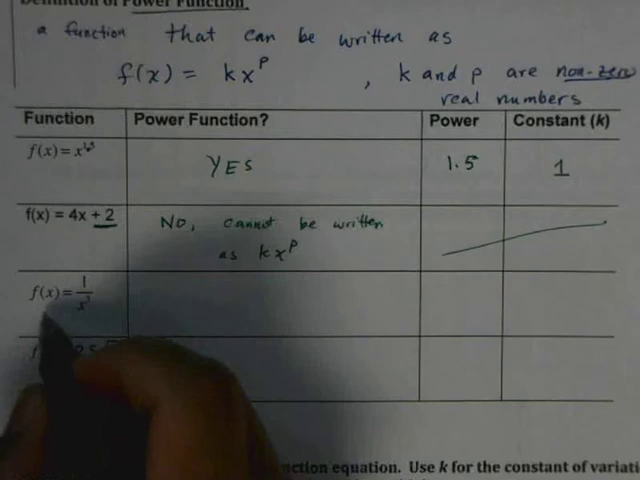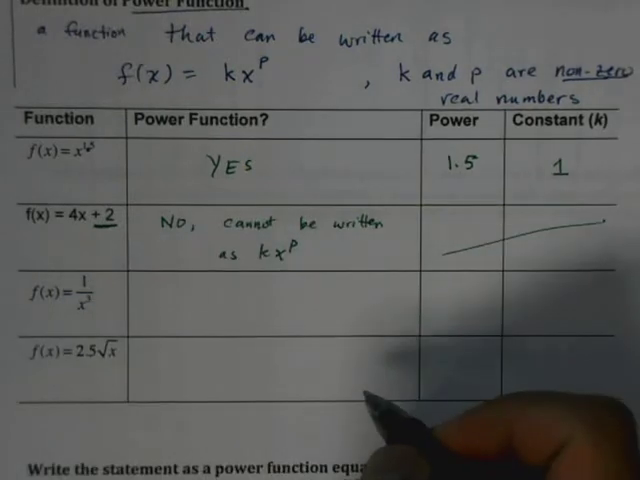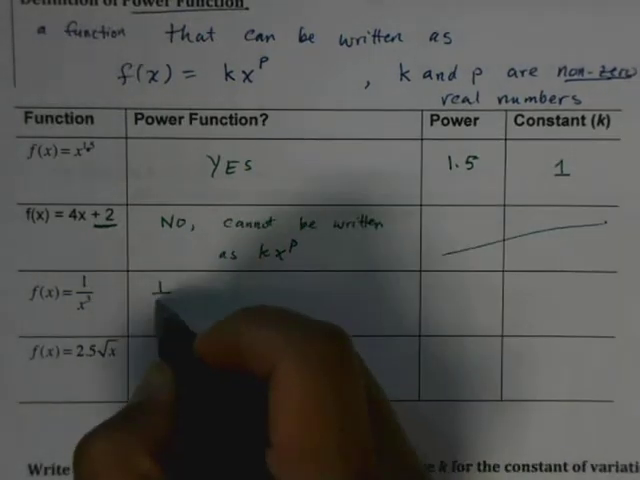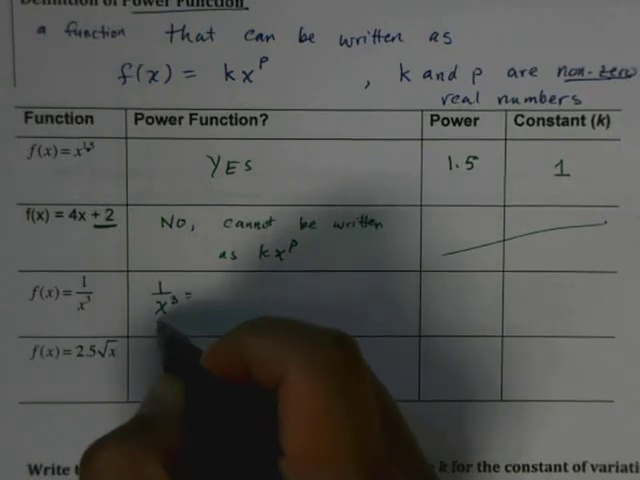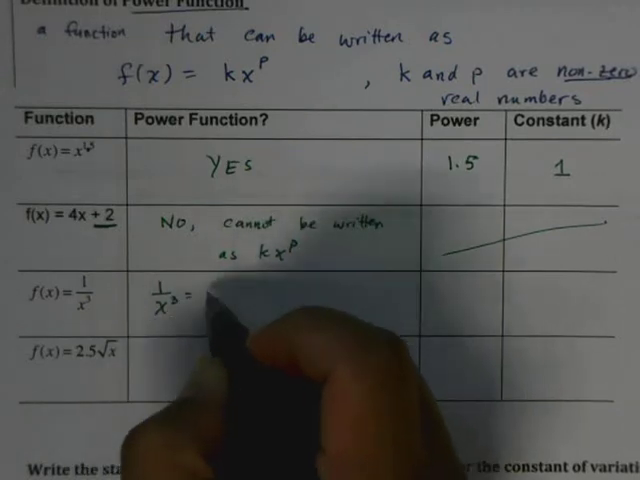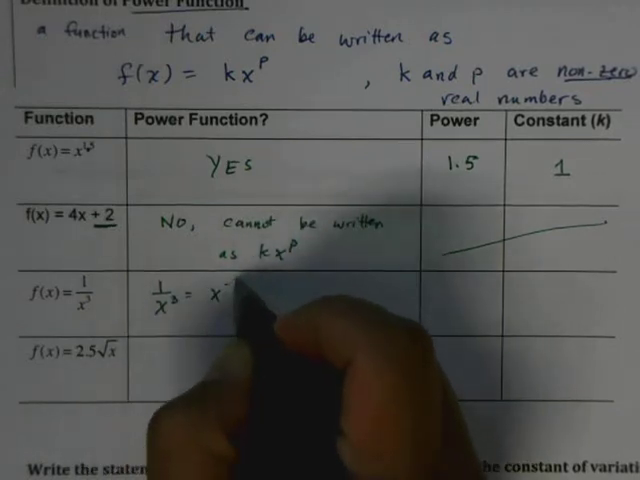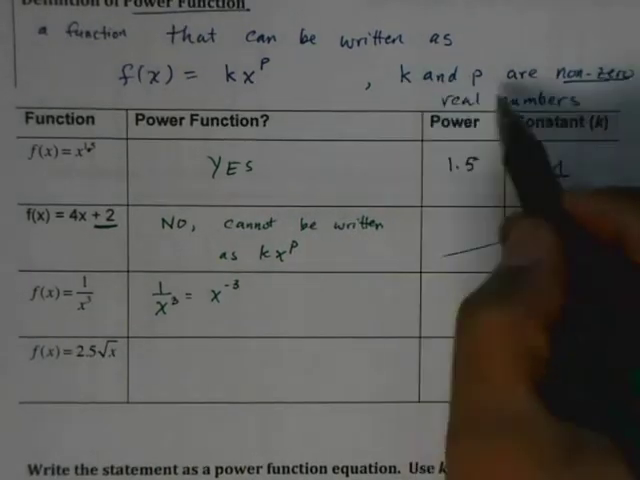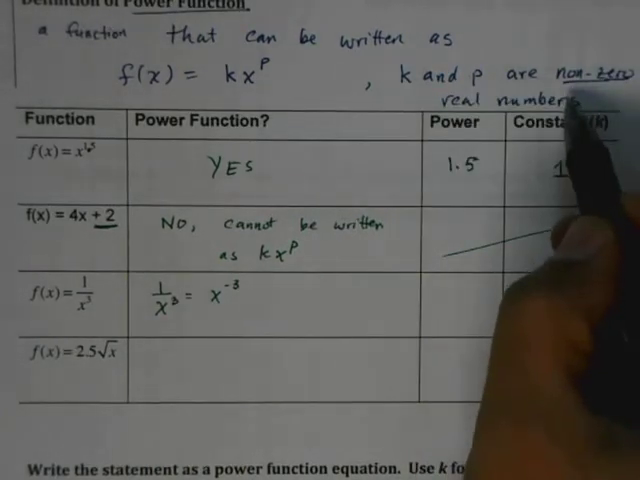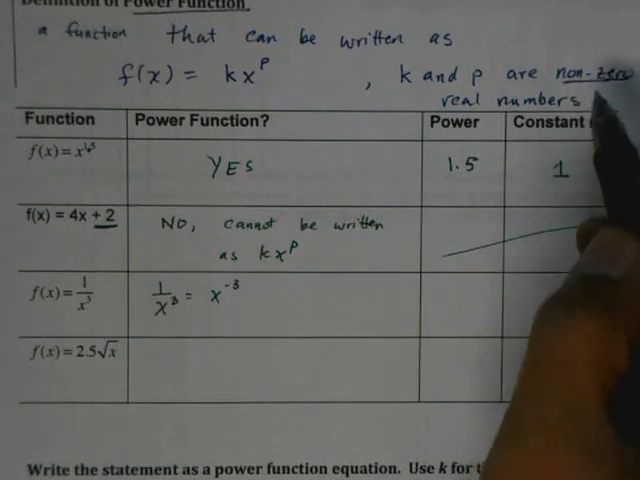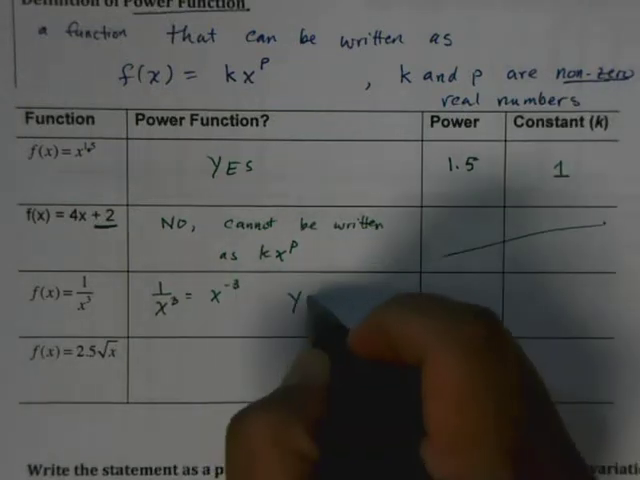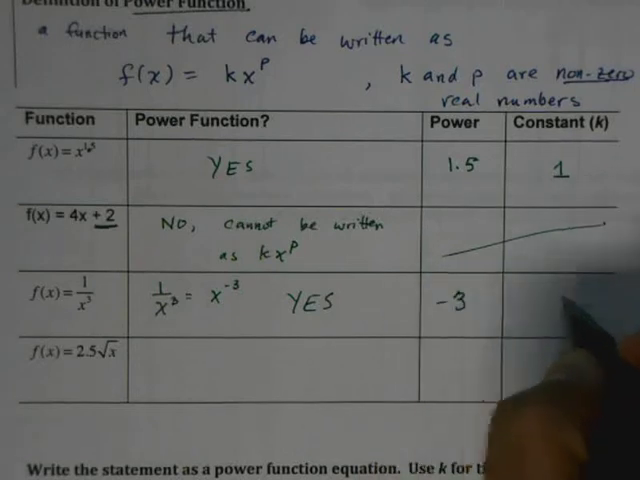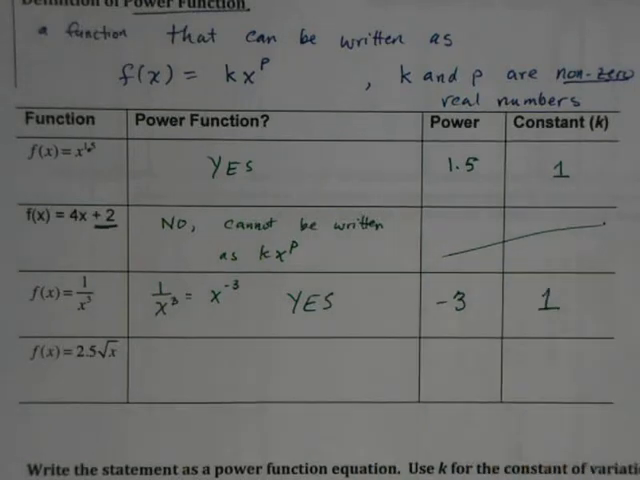Next, you have f of x equals 1 over x to the third. It's helpful to convert this, to remove it from the denominator, and you get x to the negative third. Remember our definition that k and p have to be non-zero. They can be less than 0, they can be greater than 0. So this is definitely yes. The power here is negative 3, the constant of variation is 1.